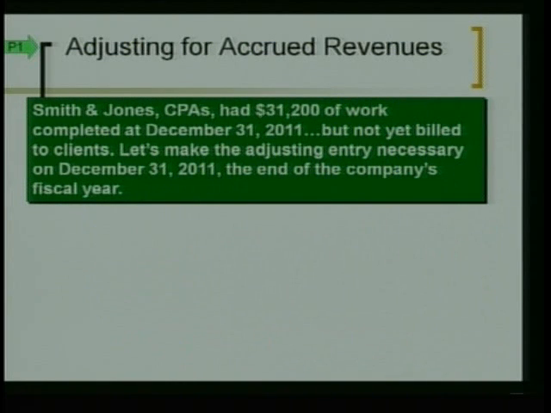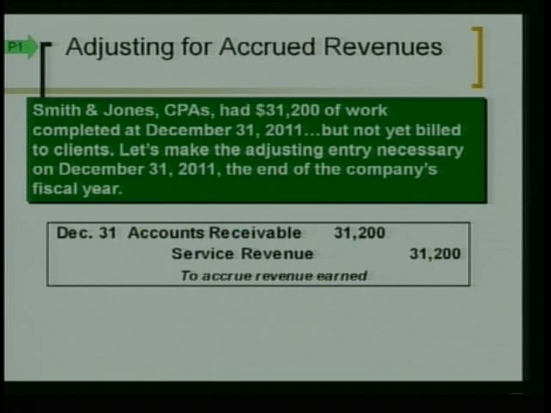Smith & Jones CPAs had 31,200 of work completed at December 31, 2011. Now, we haven't billed them, but we need to make an adjusting entry necessary on December 31, 2011 to reflect that we have an asset of accounts receivable on the books. Okay? And we have revenue that we want to match to 2011 because that's when we earned it. So this is the journal entry. This is the adjusting journal entry that we would make. Does that make sense?